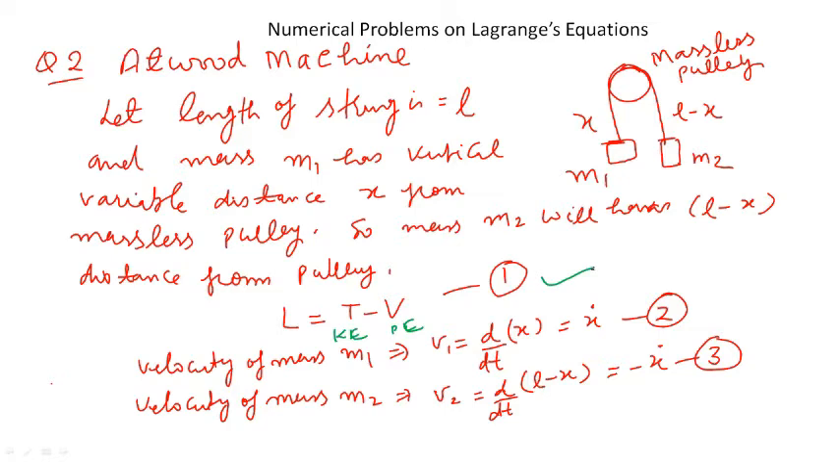Now as the two masses move, we can find their velocities. Let us say the velocity of the mass m1 is v1, so it will be equal to d over dt of x, and we can write it as x dot. Similarly, the velocity of the mass m2 will be v2, and it is equal to d over dt of L minus x, and it will be equal to minus x dot. Let us say it is equation number 2 and equation number 3.